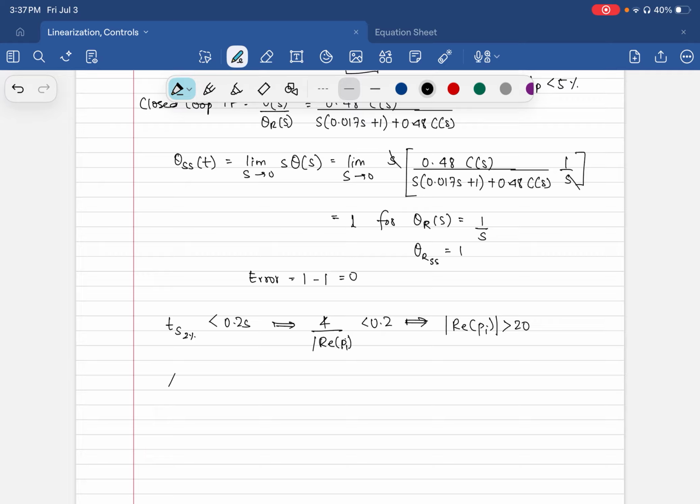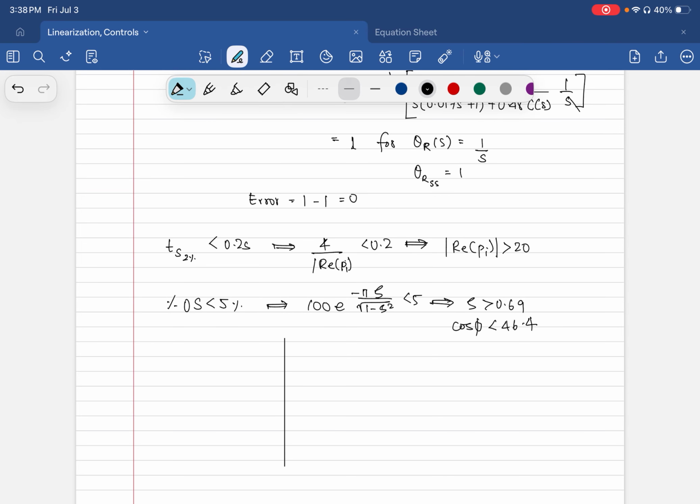Okay, what is the next one? The percentage overshoot must be less than 5%, which basically means 100 e to the power minus pi zeta over root over 1 minus zeta square must be less than 5. This gives me zeta greater than 0.69 or cos phi, that angle will be less than 46.4.